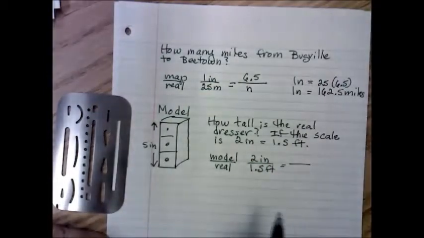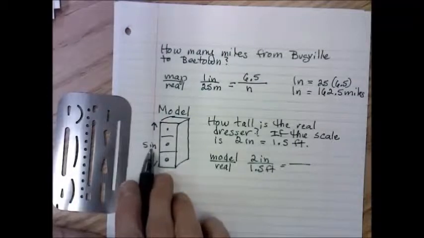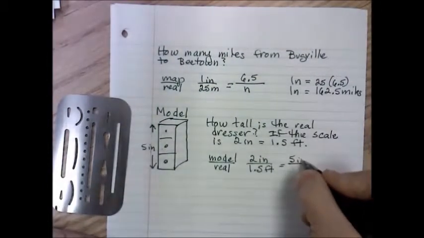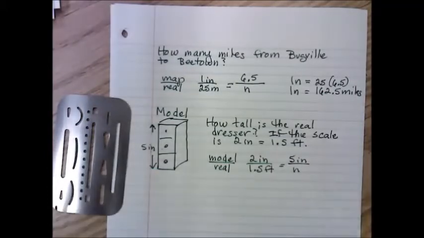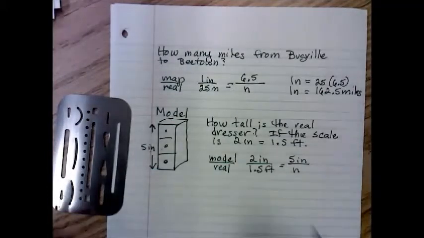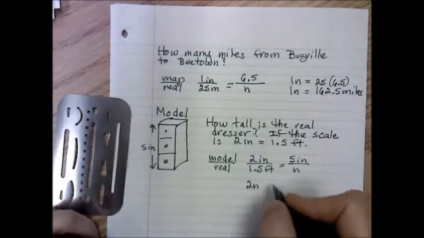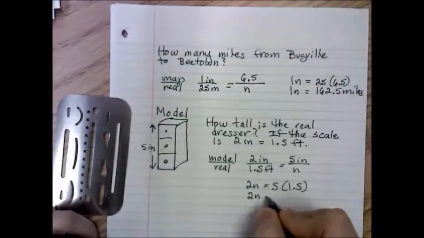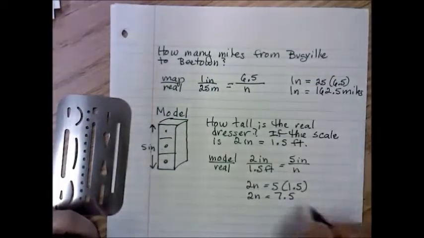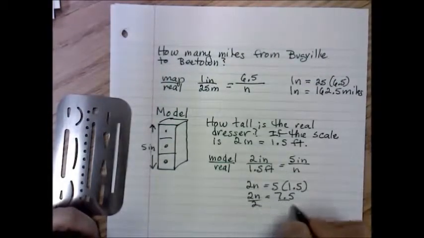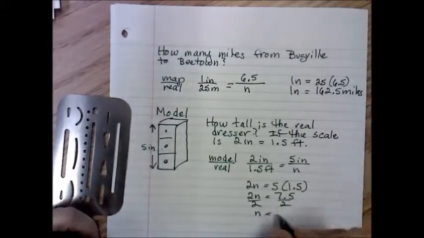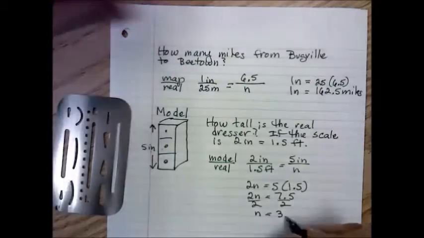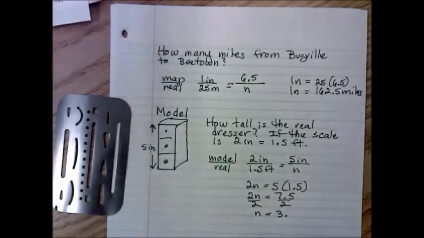In this case, we are given the 5 inches. The 5 inches is the measure on the model, so our 5 inches would be here, and the real measure is what we're looking for. So we would write our equation using cross products. So 2n would be equal to 7.5. And when we divide by 2, n is going to equal 3.75, I believe.